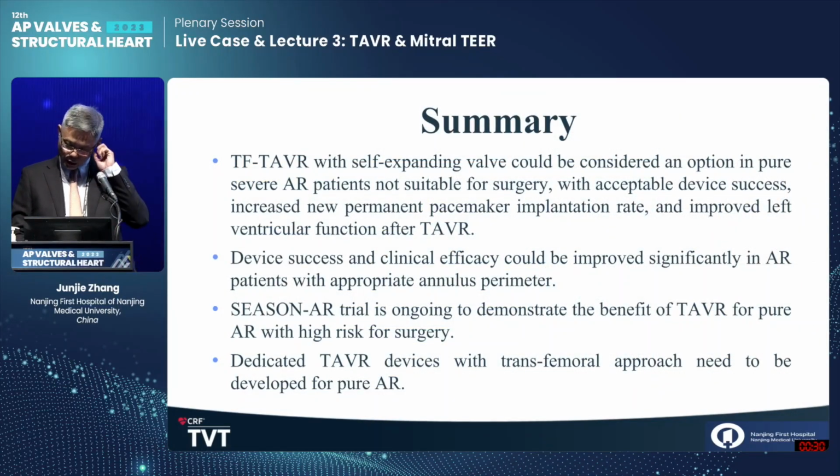So, ladies and gentlemen, let's take the conclusion. Transfemoral TAVR procedure with a self-expanding valve could be considered an option in pure severe AR not suitable for surgery, with acceptable device success, but with increased new pacemaker implantation and improved RV function after TAVR. Device success and clinical efficacy could be improved significantly in AR patients with appropriate aneurysm parameter. The CDNA trial is ongoing to demonstrate the benefit of TAVR for pure AR with a high risk for surgery. Of course, a dedicated TAVR device with transfemoral approach needs to be developed for pure AR. Thanks for your attention.